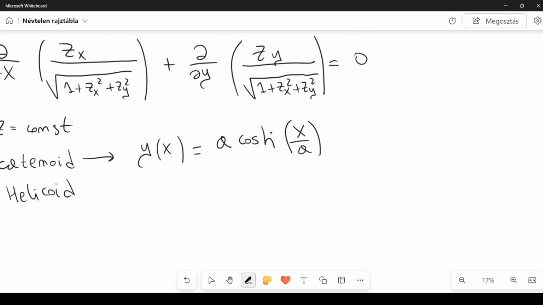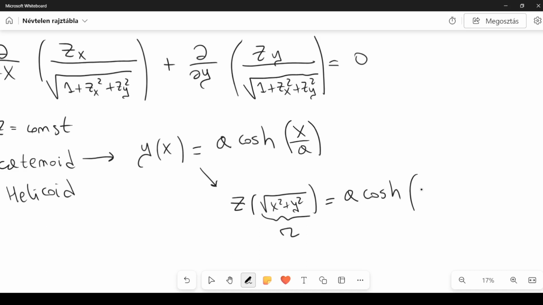I will not describe this curve, but if you rotate it around a certain axis in a certain fashion, you will obtain a function of the following kind. You have z, so in this case we write down the function of two variables z of the square root of x squared plus y squared, which we can simply call r. And then here we have a cosh of r divided by a. So by rotating this curve appropriately around a certain axis, we get a function of this form.